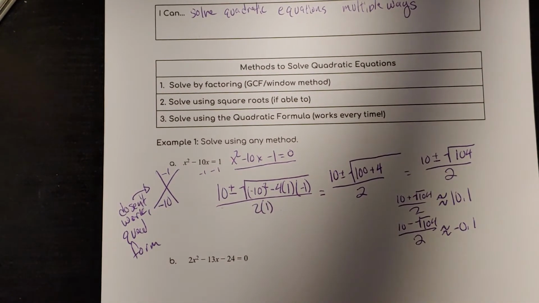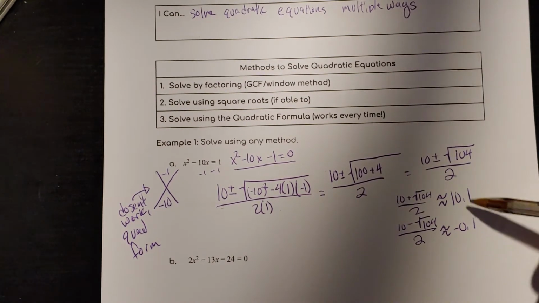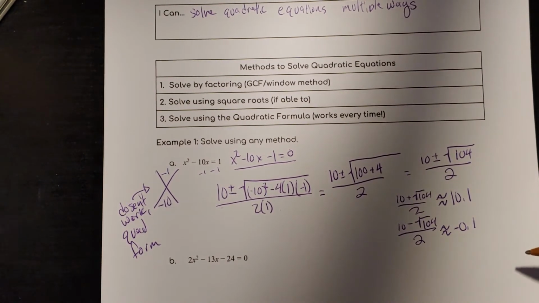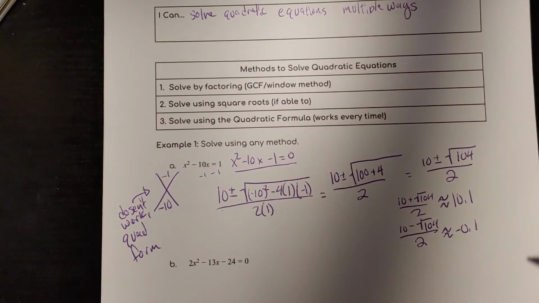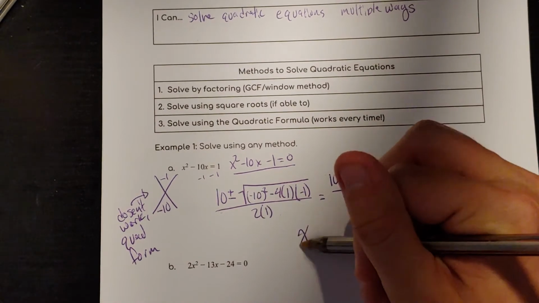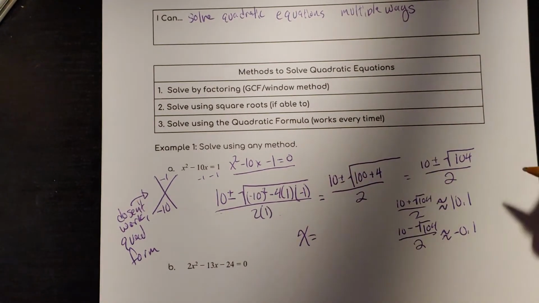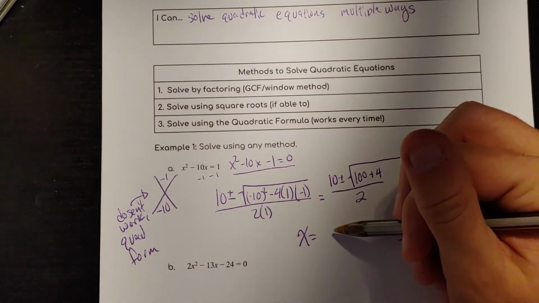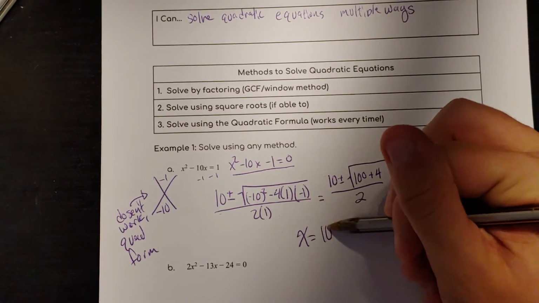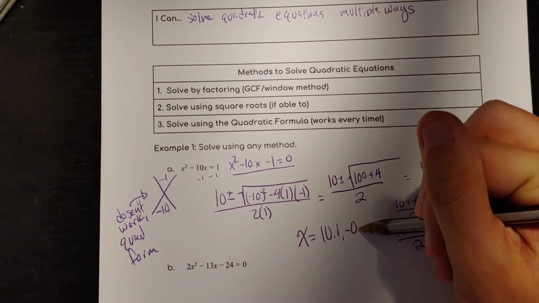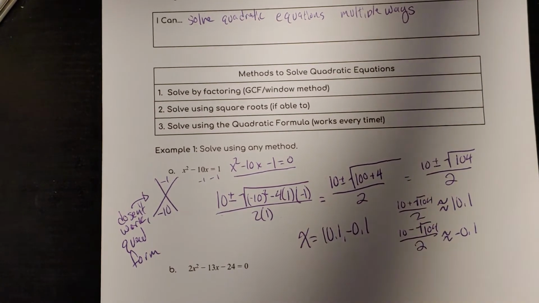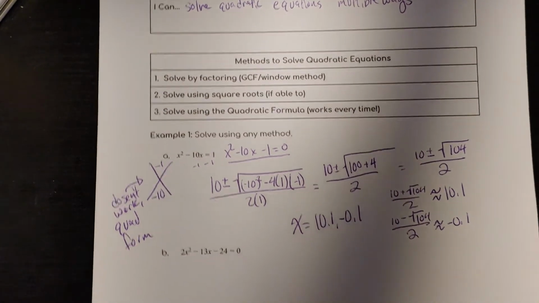So when you multiply those, they end up equaling negative 1. You end up getting the right answer. Anyways, so x equals 10.1 and negative 0.1. And ta-da, that is it.